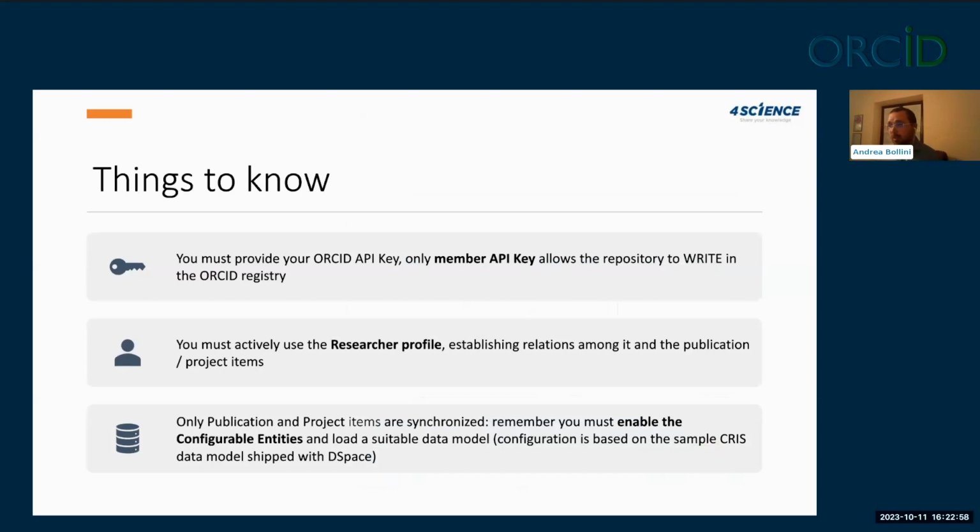Something that is really important to know. Of course, you must provide your ORCID API key, and only a member API key allows the repository to write to the ORCID registry. Otherwise, the ORCID integration will not work. You must actively use the researcher profile. So if you have created a researcher profile for your researcher, you need to link this researcher profile to their publication, their project. Otherwise, this relation and this other object cannot be pushed to ORCID.